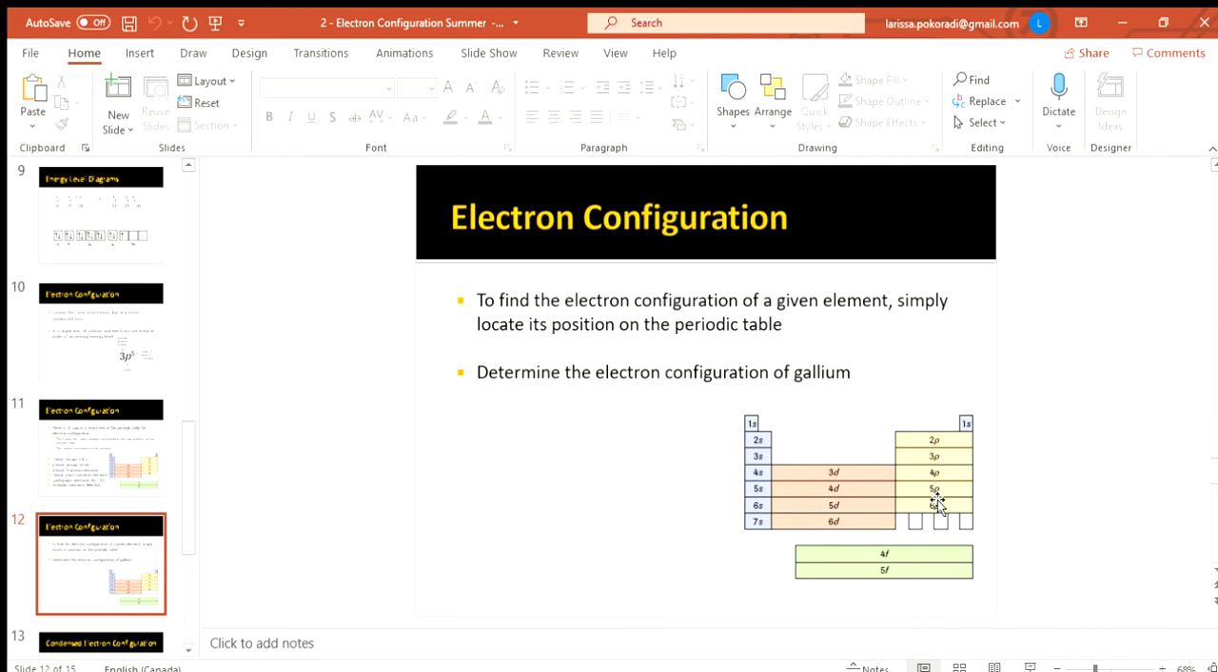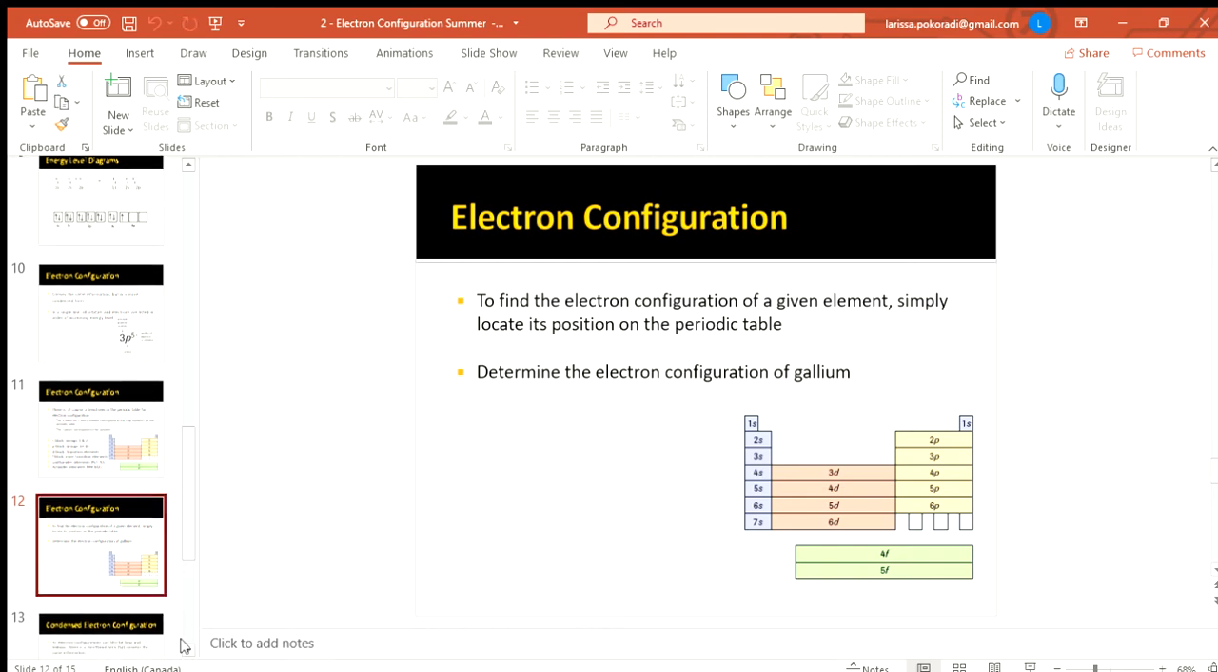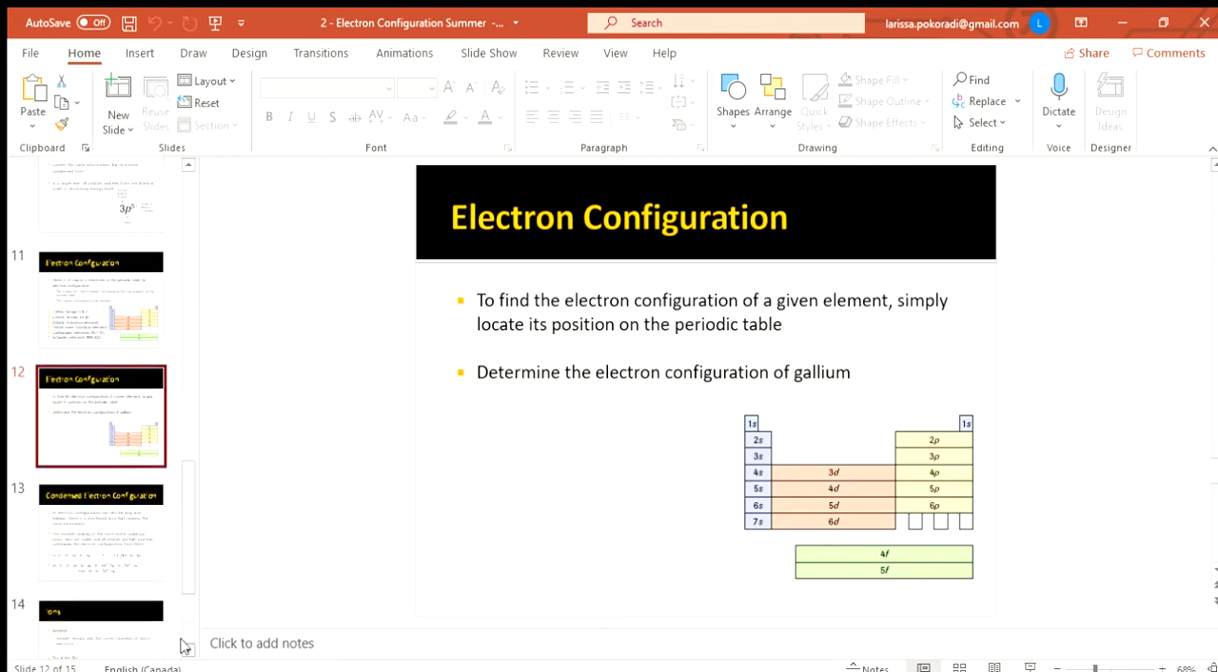Okay, so let's try to use it to find an element configuration of something. And I don't think I have it written down, and that's where the scrap piece of paper might come in handy. So let's look for gallium on the periodic table and try to figure out what we would give for an electron configuration. Let me just make it a bit bigger. So gallium. Gallium is this guy right here.